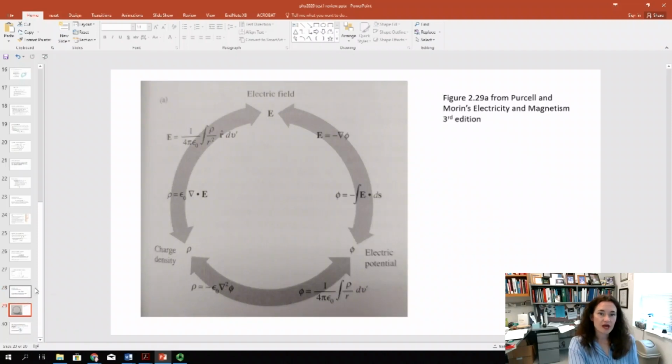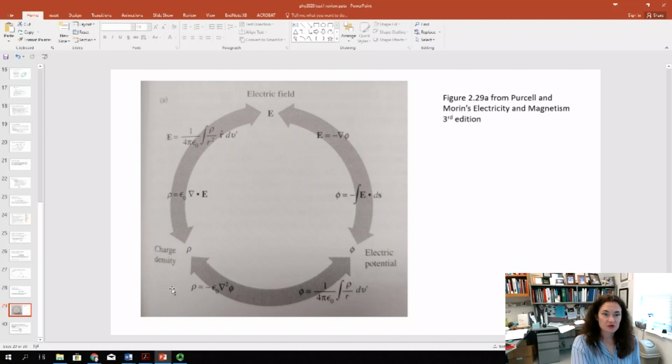So now we come to this really handy figure from your textbook, Purcell and Morin's Electricity and Magnetism, 3rd edition. In this figure, they show you all the ways to get between the electric field, which is up top here, the electric potential, lower right corner, and the charge density rho. So you have the ways to go back and forth here. Make sure that you're familiar with solving for all of those things, okay?